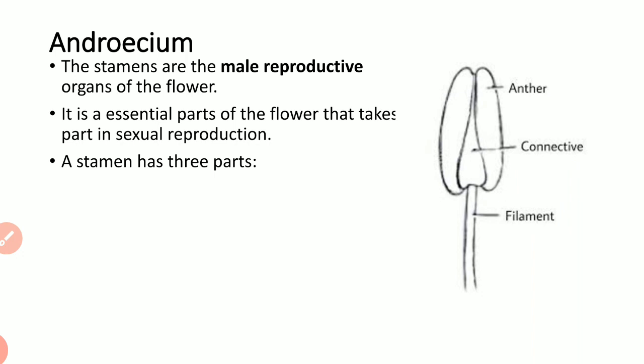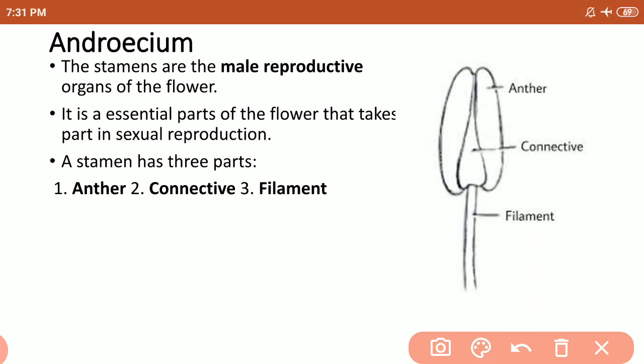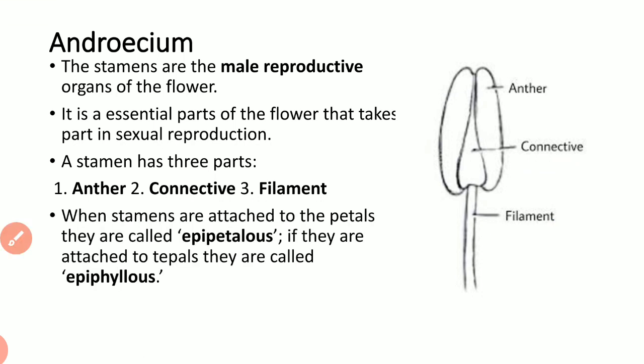A stamen has three parts. First one is the anther, second one is the connective, and the third is the filament. The connective is the joint between the anther and the filament. You also know very well that the pollen grains are filled within the anther cavity. The filament is the stalk-like structure, and the connective is between them, the juncture of the anther and the filament.